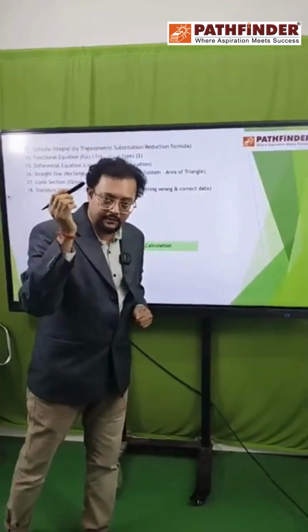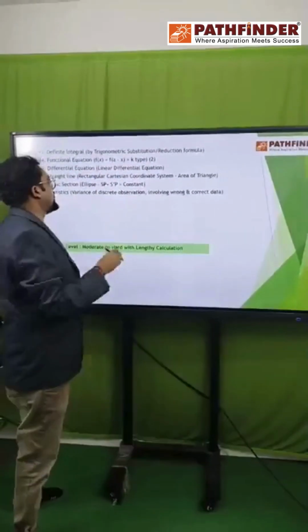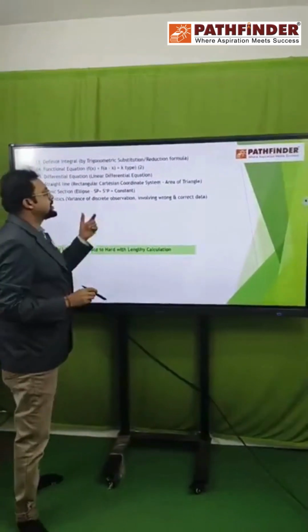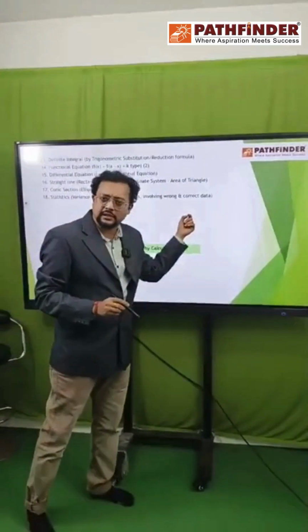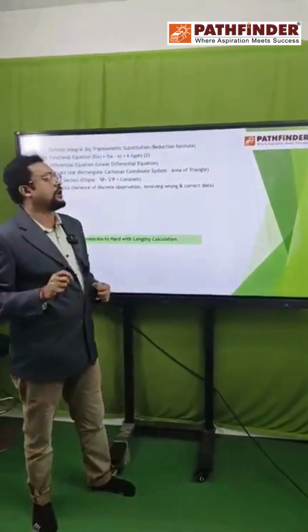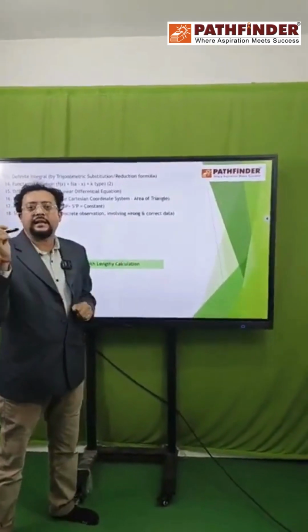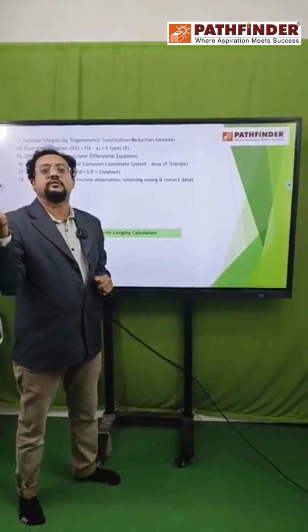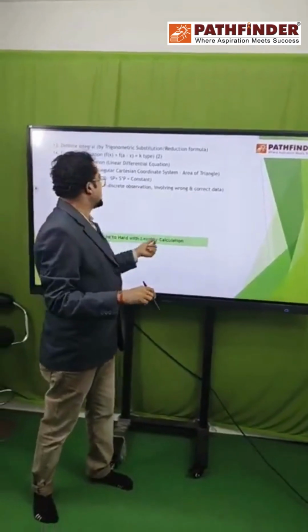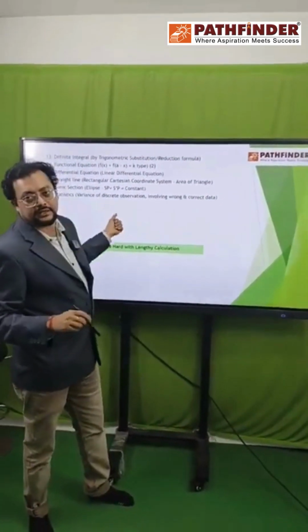By saying first time I mean that phase 1 JEE Main में variance of distinct observation था, कुछ observation दिया हुआ था और उसमें से बोला हुआ था that there is a certain wrong observation, and instead of the wrong observation if you put the correct data, then what will be the variance? That was what they asked for.